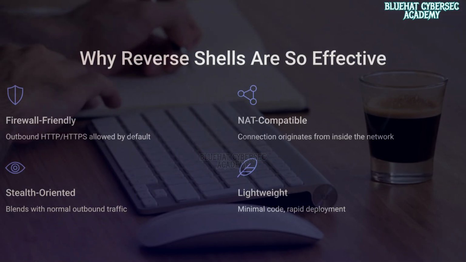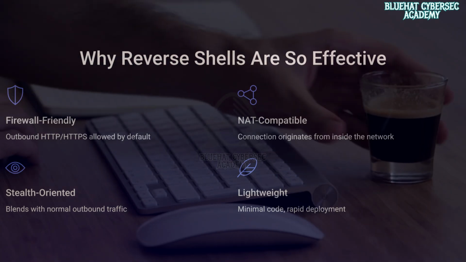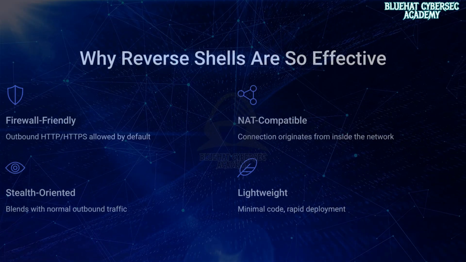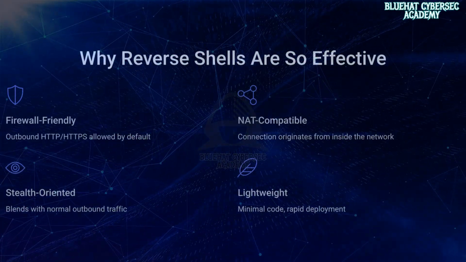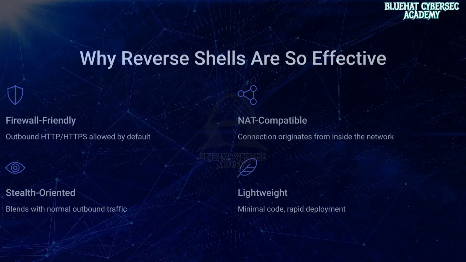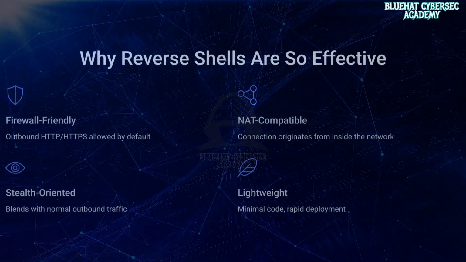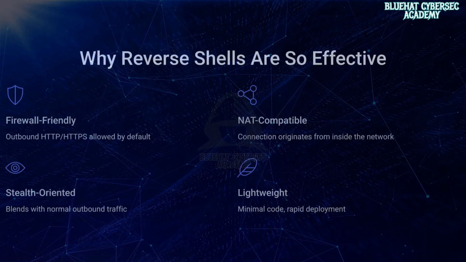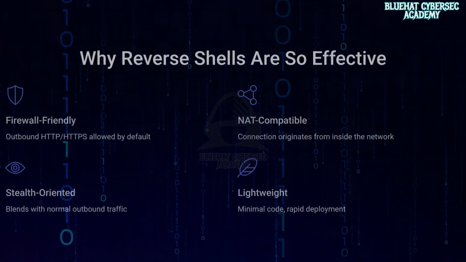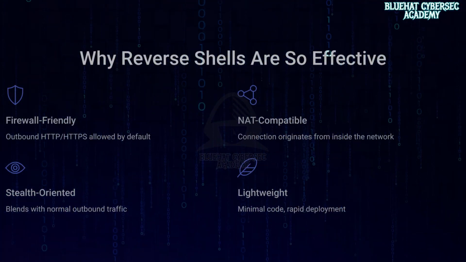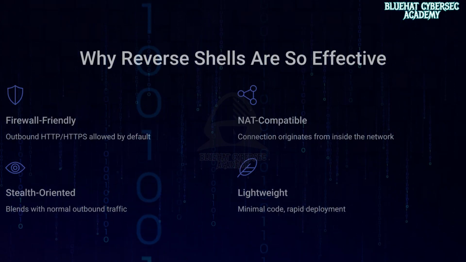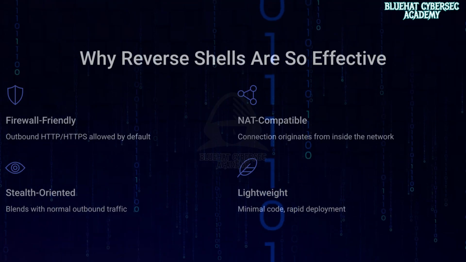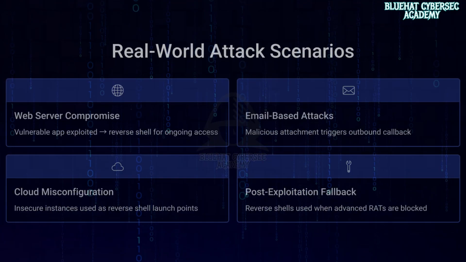Now, the reason reverse shells are so effective comes down to a few important characteristics. They are firewall friendly because most corporate networks allow outbound traffic, especially over standard ports like HTTP and HTTPS. They are also NAT compatible, meaning they bypass network translation restrictions because the connection originates from inside the network itself. They are stealth-oriented because they can blend in with normal outbound traffic if monitoring is weak. And finally, they are lightweight, meaning they require very little code and can be deployed extremely quickly after exploitation.